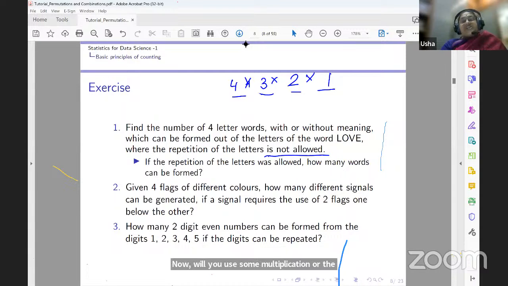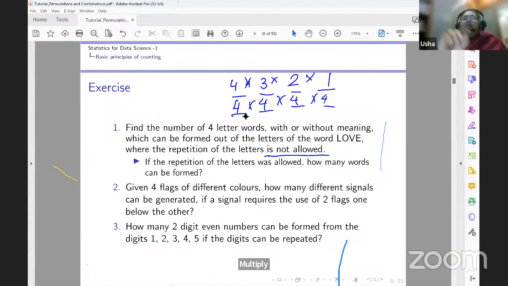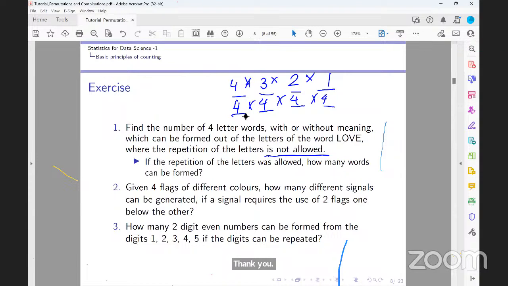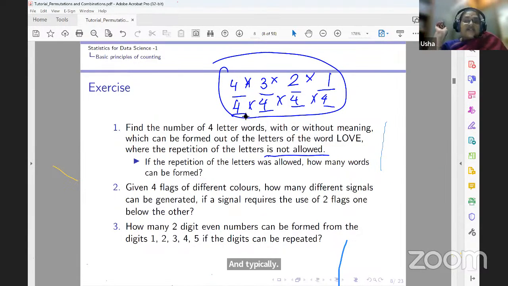However, if the repetition was allowed, then what would it be? 4 into 4 into 4 into 4. 4 to the power of 4. Yes, if repetition is allowed. Okay. So what we are trying to see is I can just apply the multiplication rule to find out these answers.